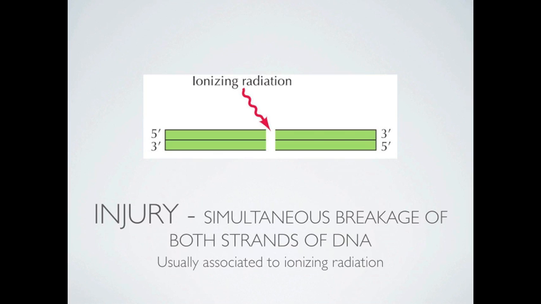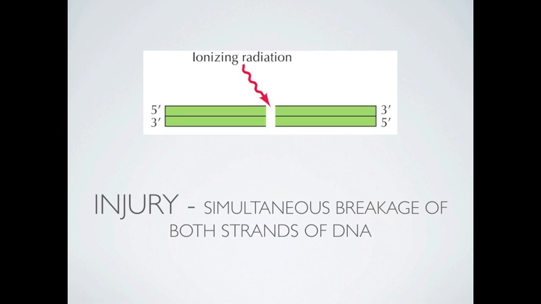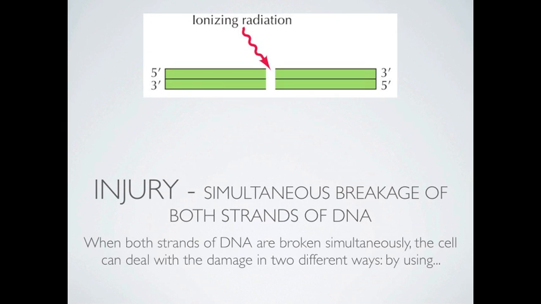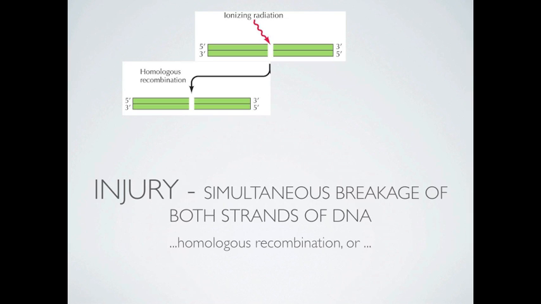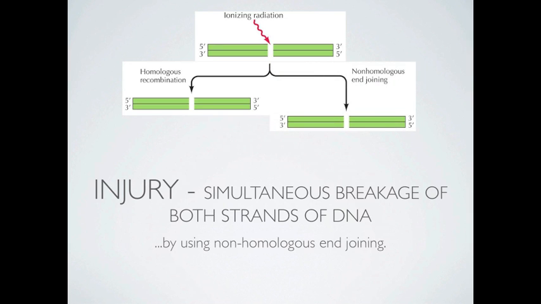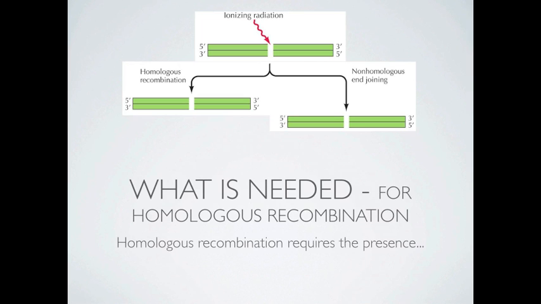The type of injury that results in the simultaneous breakage of both strands of DNA is exemplified by exposure to ionizing radiation. When both strands of DNA are broken simultaneously, the cell can deal with the damage in two different ways: by using homologous recombination or by using non-homologous end joining.